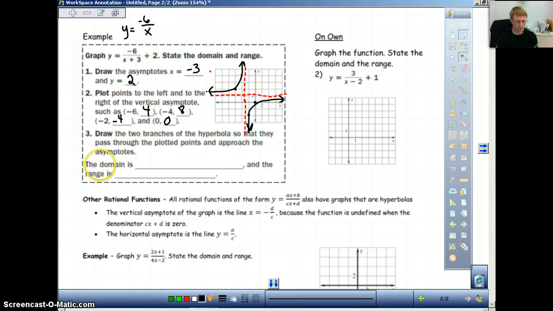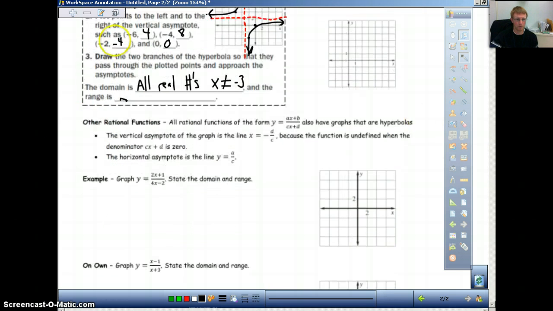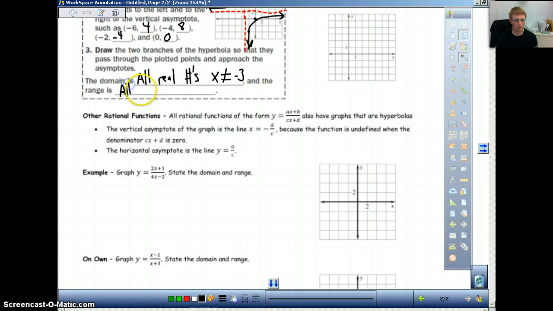Okay? Now, the last part is the domain. Domain of these should be very, very easy because it will always be all real numbers except for the asymptote. And remember, domain is x values. We know the asymptote is x equals -3, so we can say that the domain is all real numbers, and you can just say x is not equal to -3, which means our range is going to be all real numbers and y will not be equal to 2.